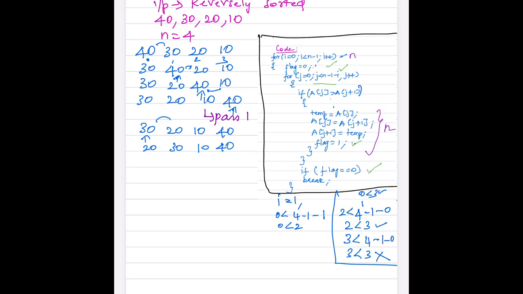Then it will set the flag variable as 1. And what next? Again, now j's position will be this. What will happen? What will it check? It will check whether j is less than 4 minus 1 minus 1. 4 minus 1 is what? 3. 3 minus 1 is 2.